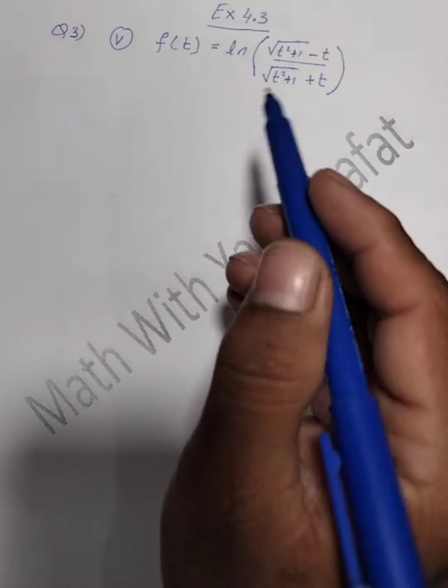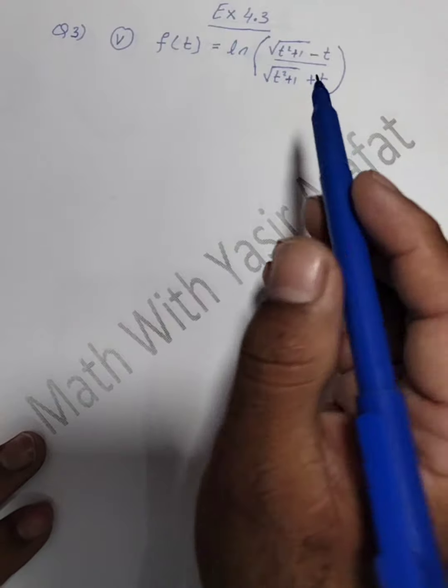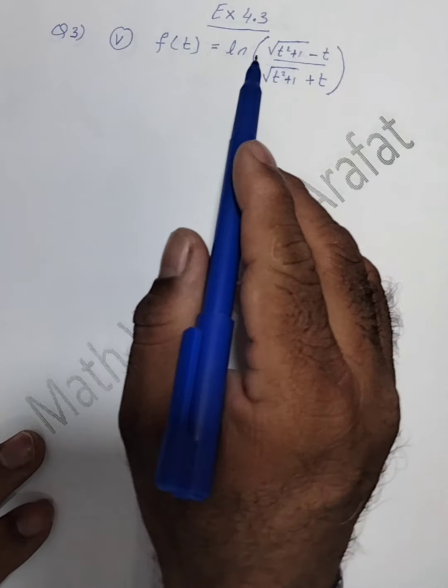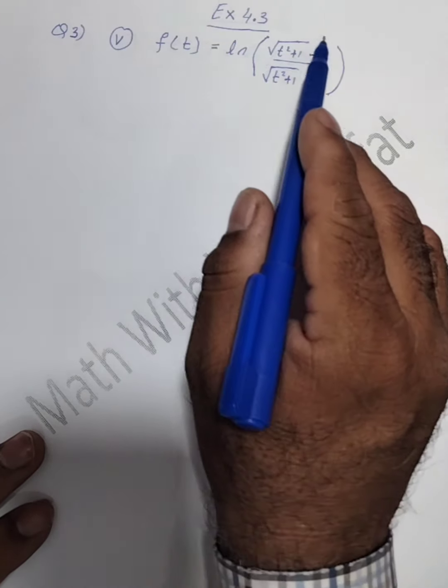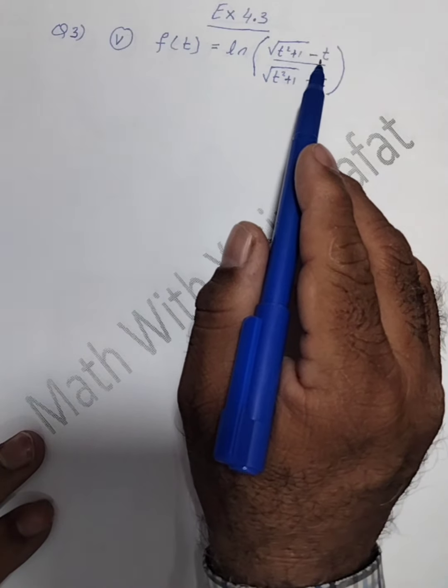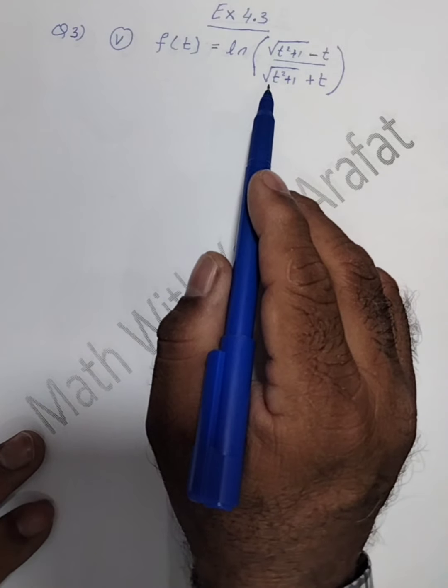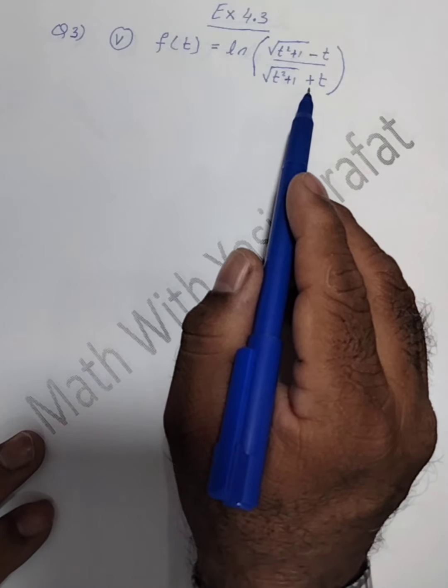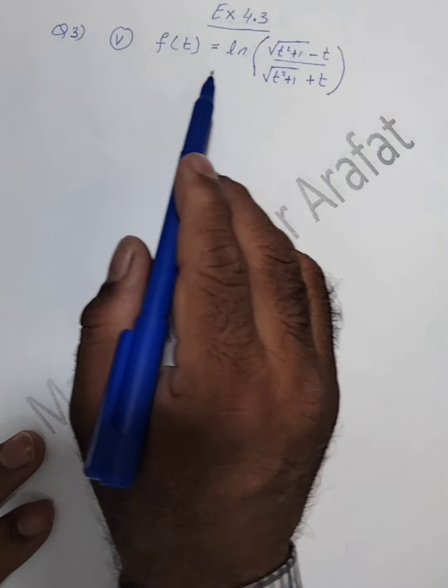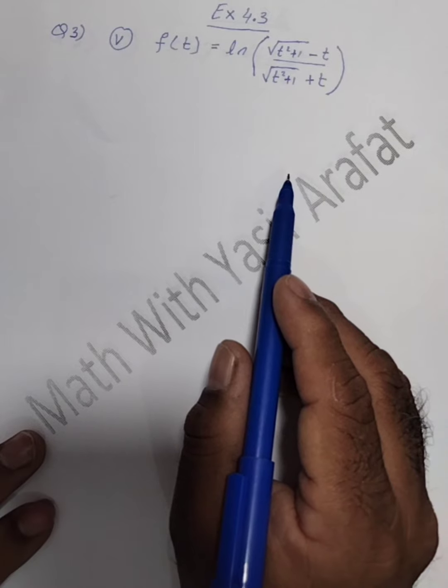We are going to discuss a very important derivative here. This is f of t equals ln of (radical t square plus 1 minus t) divided by (radical t square plus 1 plus t). We have to find the derivative of this function.